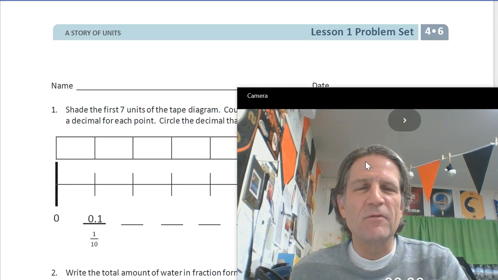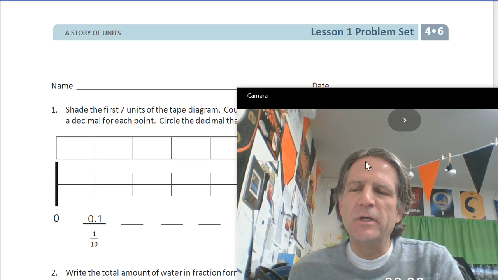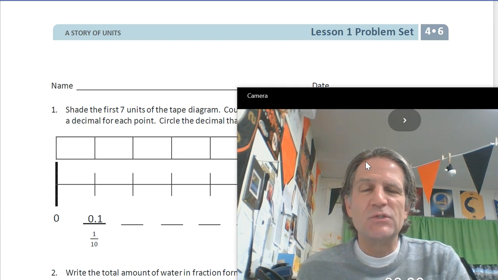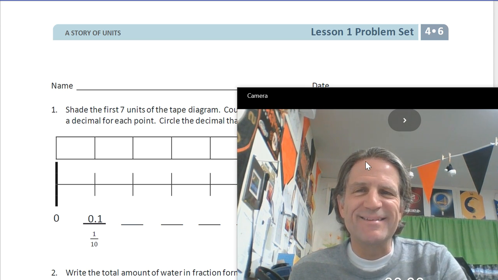Alrighty, let's get started with Module 6, Lesson 1, the problem set. In this lesson, we are going to use metric measurement to model the decomposition of one whole into tenths. So we are moving from fractions to decimals, and we're going to start it off with decomposing one whole into tenths. Alrighty, let's get started.